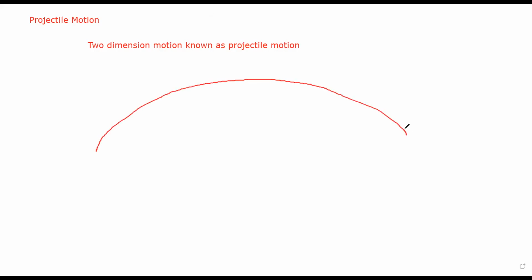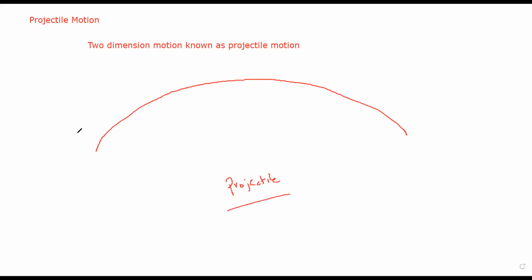For example, if you kick a soccer ball or throw a ball, what path will that object follow? If you throw a stone, the trajectory, the path which it will take, will be the trajectory. This motion is known as projectile motion.